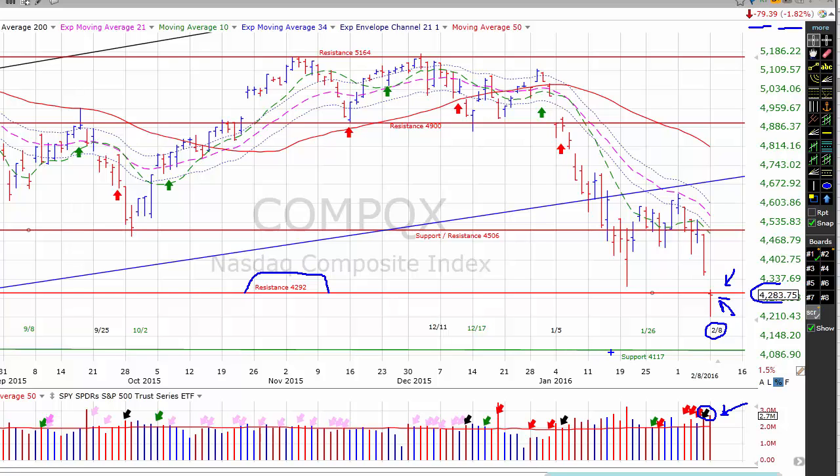Right now, the Nasdaq Composite is bracketed by support down here in the 4117 area. That support goes all the way back to October of 2014. And we have resistance up here in the 4292 area. Were we to break above that area of resistance, our next area of resistance is up here in the 4506 range.